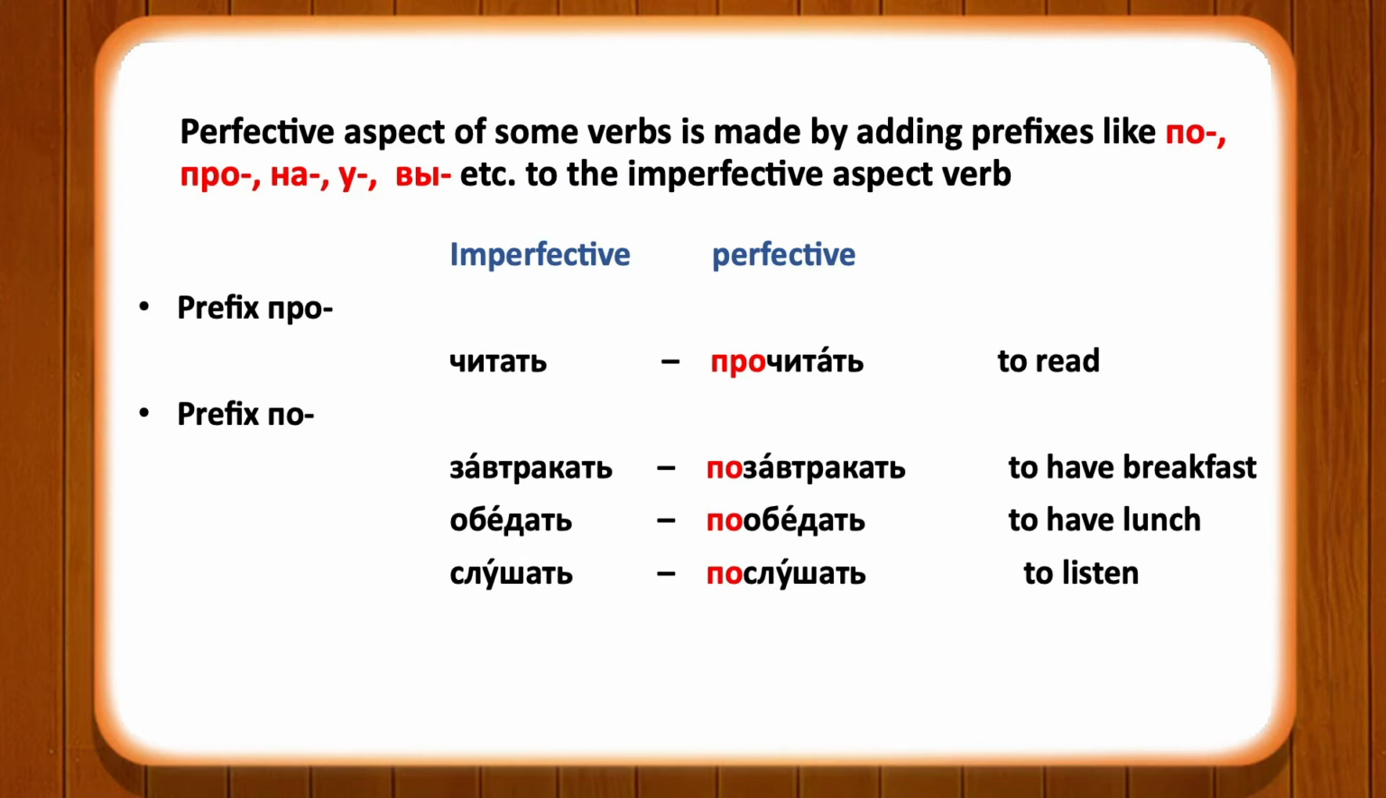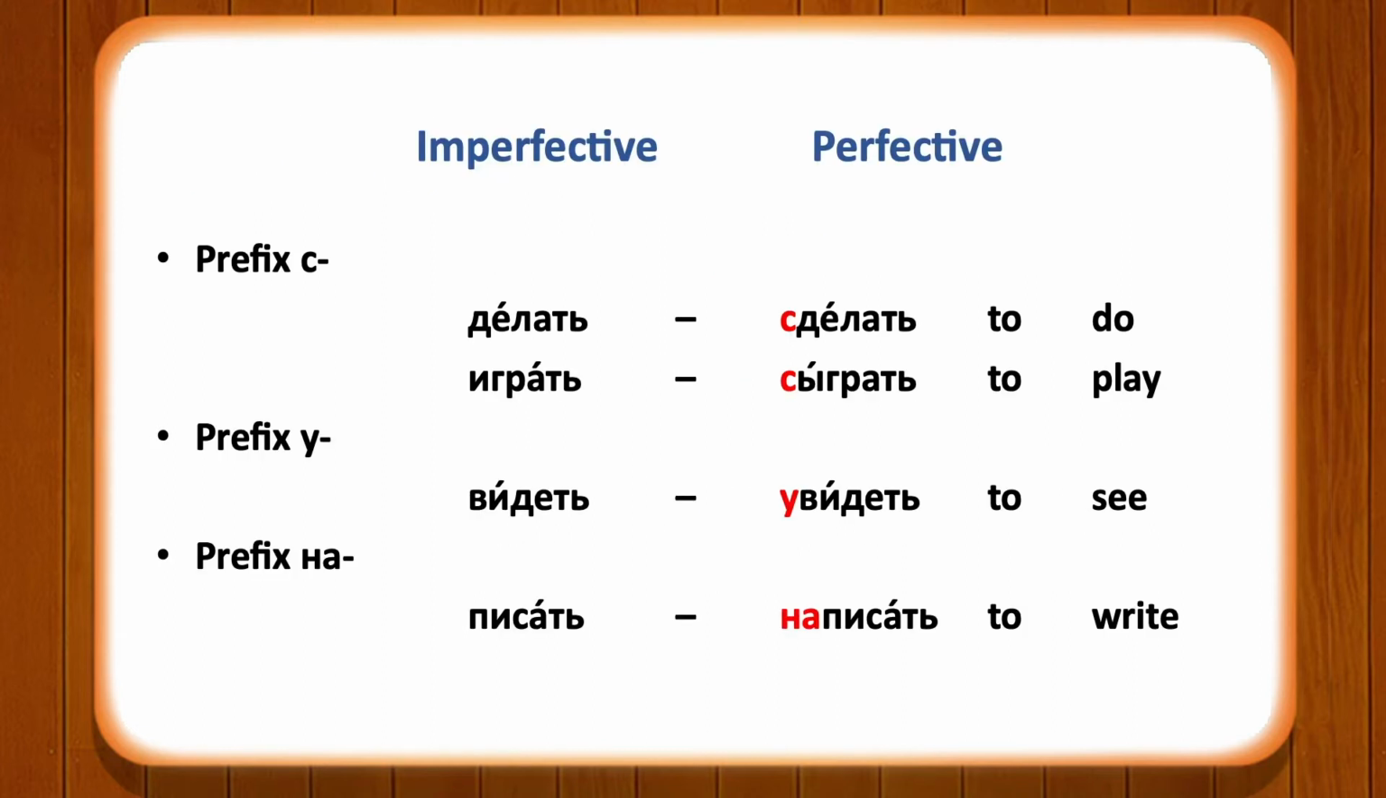See some more verbs with different prefixes. Let us learn the verb delat. Delat is an imperfective verb which means to do. Delat has a perfective aspect which is formed by adding a prefix s. So, delat, the perfective aspect will be sdelat. Delat, sdelat. Here the prefix s is added to the imperfective to form the perfective aspect.